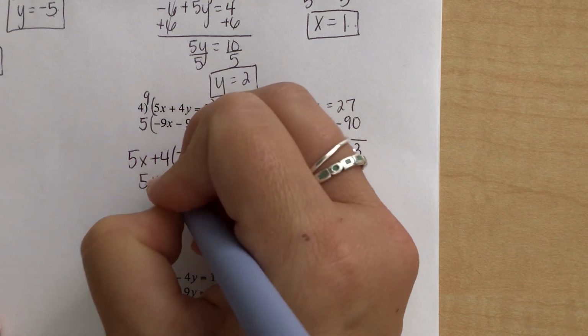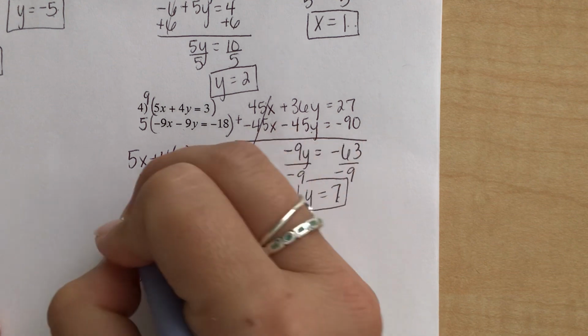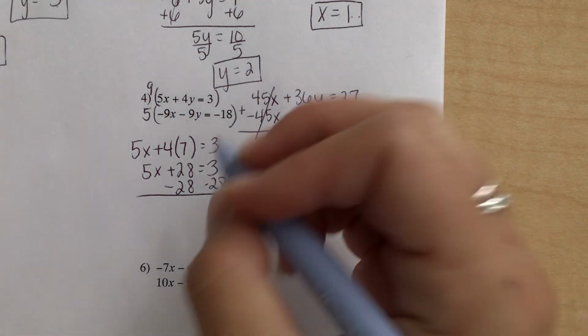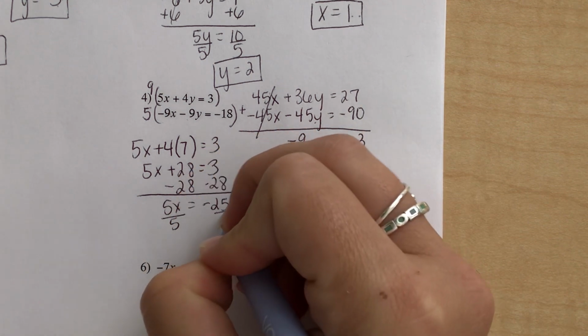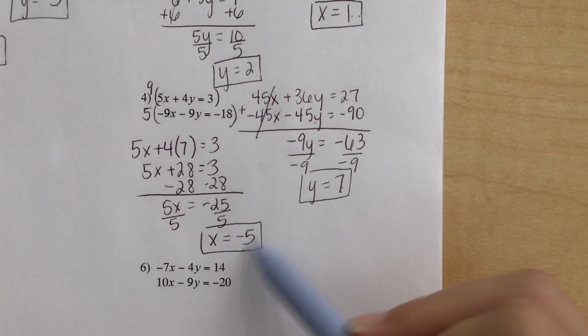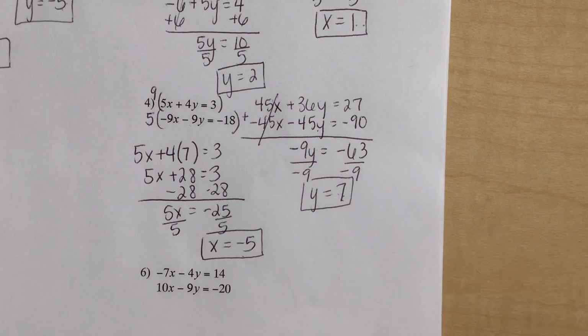And again, this is just your basic equations. You're just solving basic equations. This is what we did at the beginning of the school year, right? We spent a couple weeks on this actually. Divide by 5 and we get x equals negative 5. So I have x equals negative 5, y equals 7. All right? Okay, and then one more.